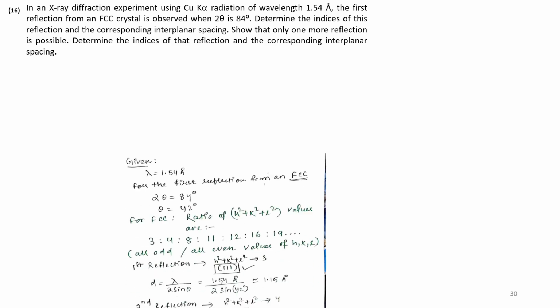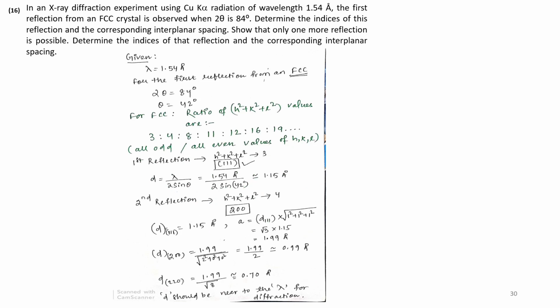So see here how to solve it. The lambda value is given, and 2 theta for the first reflection from the FCC is 84 degrees, so theta will be 42 degrees. For FCC, the ratio of h squared plus k squared plus l squared values are 3, 4, 8. You should know about that, for all odd or all even numbers.